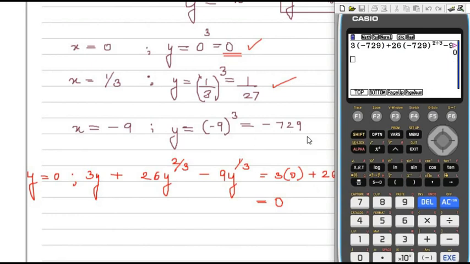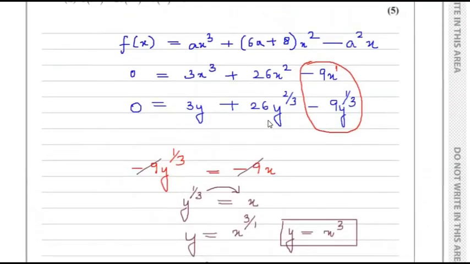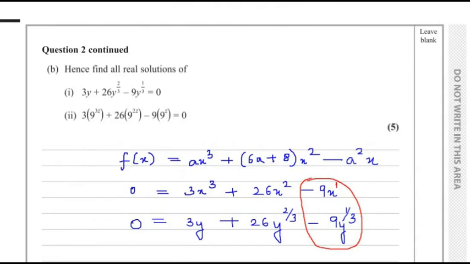That means this is also a solution of the given equation. So all the three values are correct. So this is how we solve the given expression, that is for part 1. Now for part 2 we do the same thing.